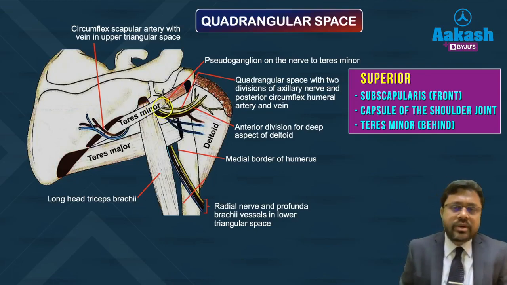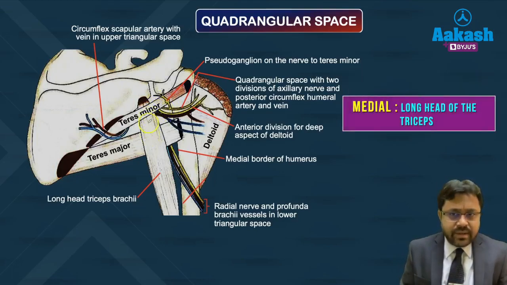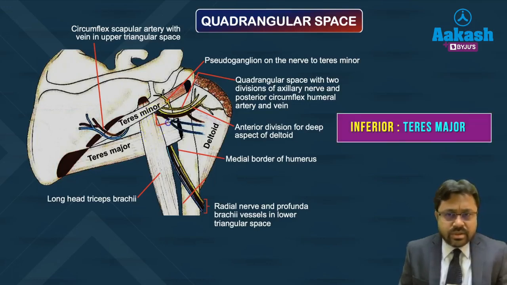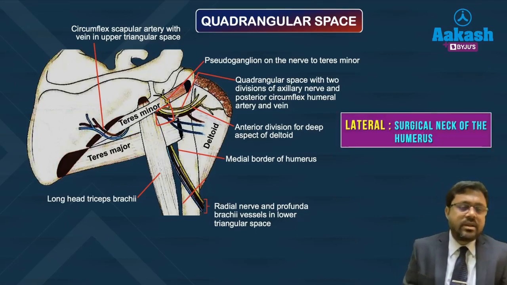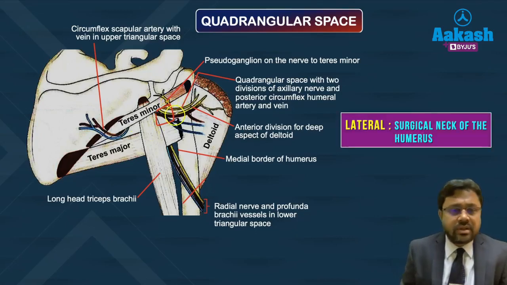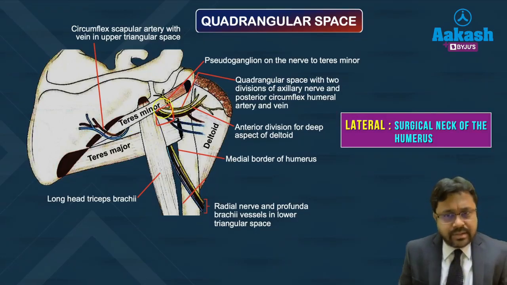The boundary of the quadrangular space on the medial side is served by the long head of triceps muscle. This portion is the boundary. The boundary below is the handiwork of the teres major muscle, as you can see. That was the boundary above. And the boundary on the lateral side is coming from the surgical neck of the humerus. Those are the four boundaries of the quadrangular space.